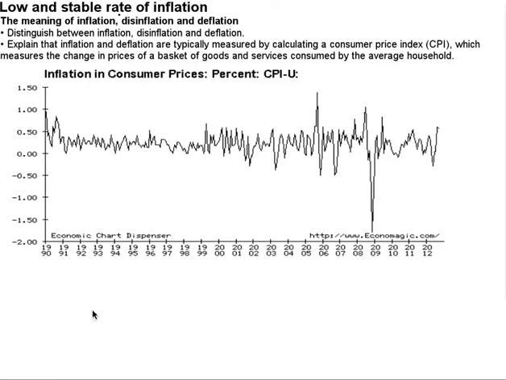Okay, so welcome back. Today we're going to be looking at inflation. This is going to be a little bit longer of a video because I'm going to try and get a fair chunk of it in. We're going to be looking at the distinction between inflation, disinflation, and deflation, and how they measure it using what they call the consumer price index, or the CPI.